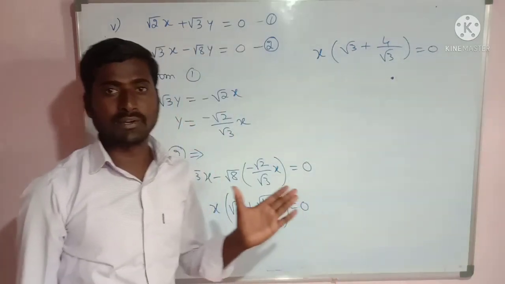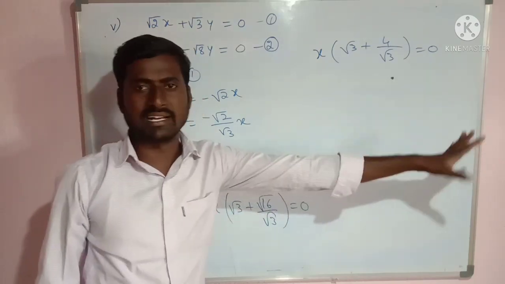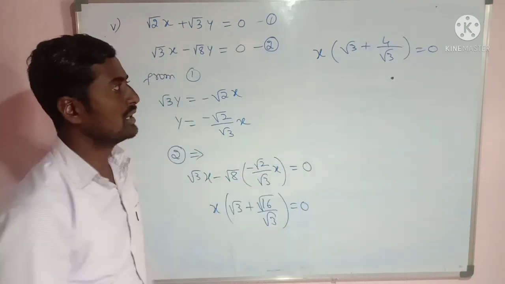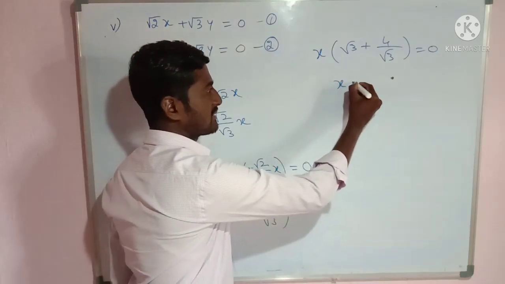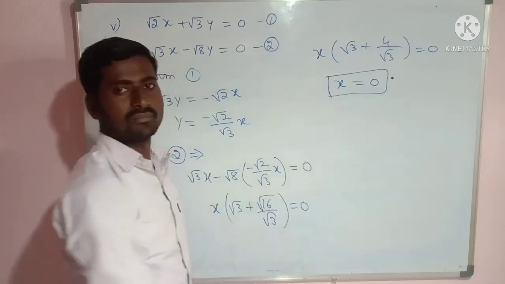Now here I am going to find the value of x. For that I will send this term to the right side. 0 divided by any number is 0. So I am getting the value of x as 0. Okay, here I got the value of x as 0.